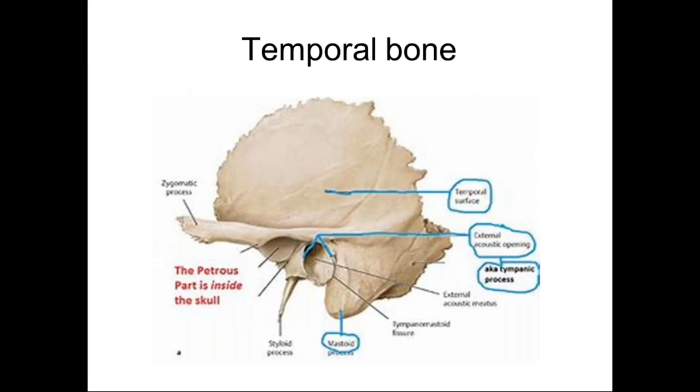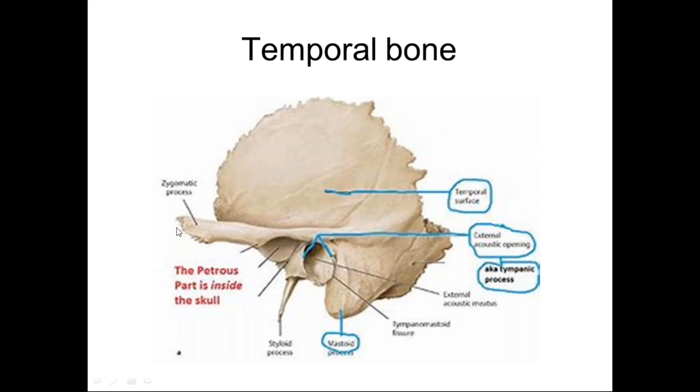Next is the temporal bone. Temporal bone is the bone of the lateral side of the skull. It has a squamous part which forms the temporal surface. This is the squamous part of the temporal bone. It forms a part of norma lateralis. It is situated at the sides of the skull.